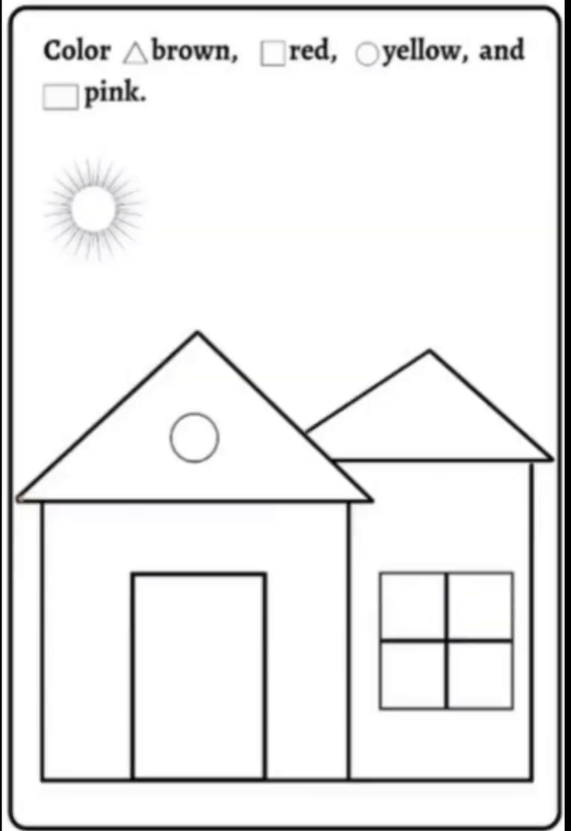The next worksheet is color the triangles brown, the squares red, circle yellow, and the rectangle pink in color. So let's start coloring.